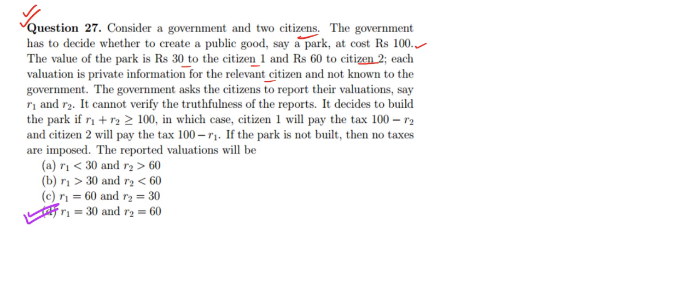The government asks the citizens to report their valuations, say R1 and R2, and the valuations here are 30 and 60. So let us write R1 is 30 and R2 is 60. This is for citizen 1, this is for citizen 2. Now the government cannot verify the truthfulness of the reports, that is, the citizens can give wrong valuations and the government will not be able to catch hold of that.